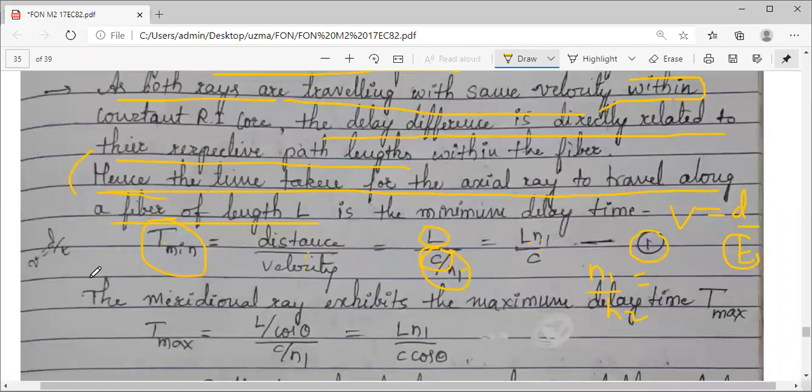Now let me calculate for another ray, the meridional ray. So for the meridional ray, again I will make use of velocity is equal to distance by time. How will I find time? T is distance by velocity. T max this time, because it will take the largest time. So T max is equal to distance traveled divided by velocity. Velocity is same, observe, c by n1 and c by n1, because the refractive index of the core material is same. So velocity will be same for both the rays. However, the distance traveled is different.